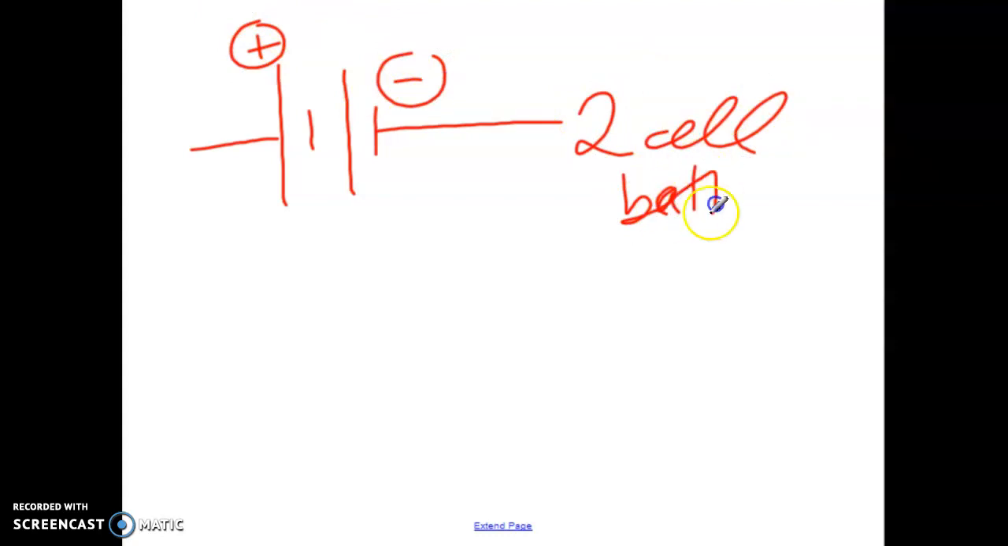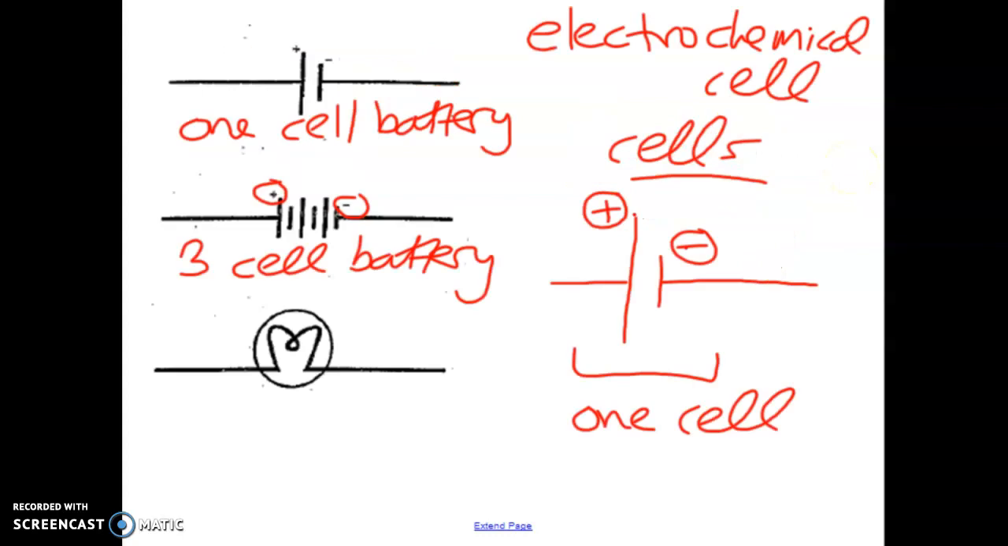Okay, and if you're drawing circuits, it will always tell you the number of cells. So we'll do some examples in a little bit, okay?